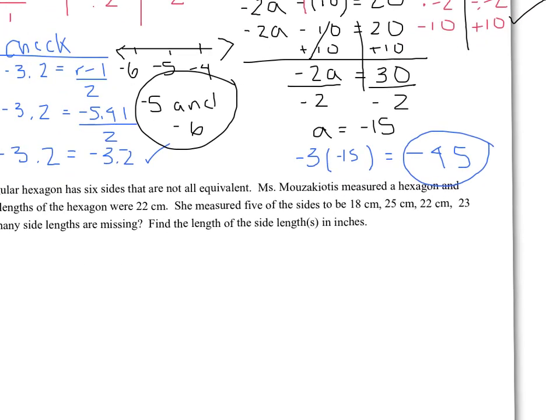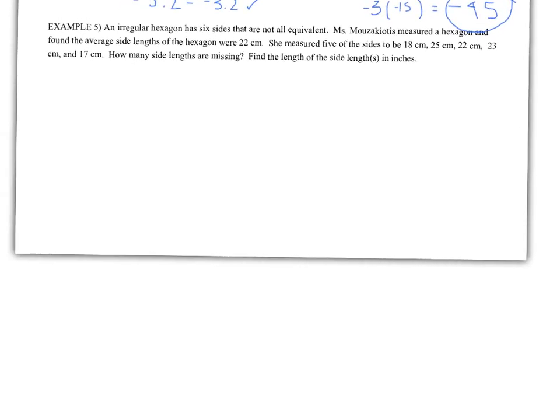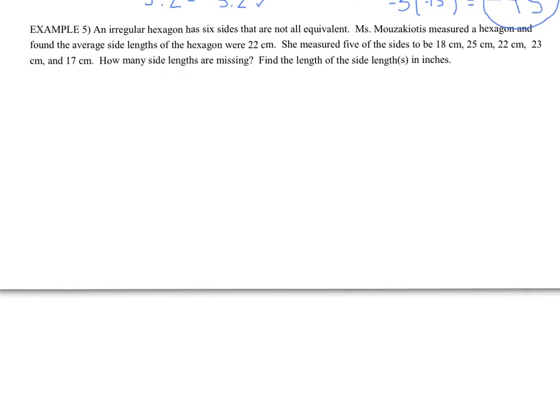All right, let's do one more example. And this one has a lot of words in it, so we're definitely going to have to use cups. It says an irregular hexagon has 6 sides. That's probably important. An irregular hexagon has 6 sides that are not all equivalent. Ms. Muzakiotis measured a hexagon and found the average side length of the hexagon was 22 centimeters. She measured 5 of the sides and found out they were 18, 25, 22, and 17. How many side lengths are missing? And find the lengths of those missing side lengths.